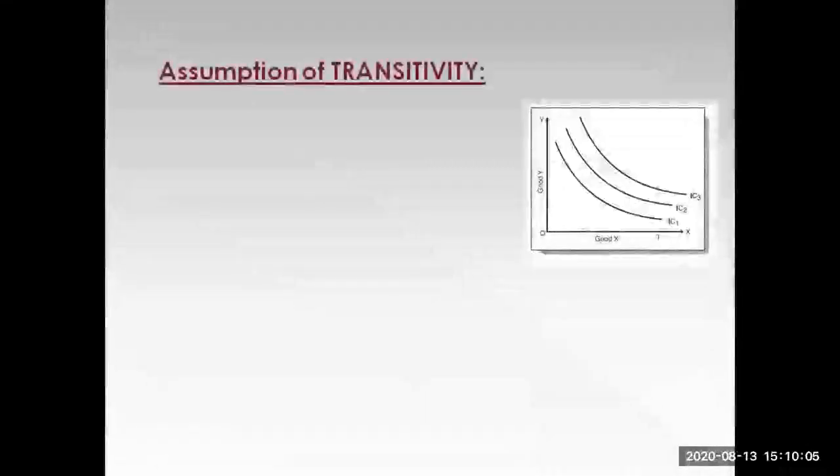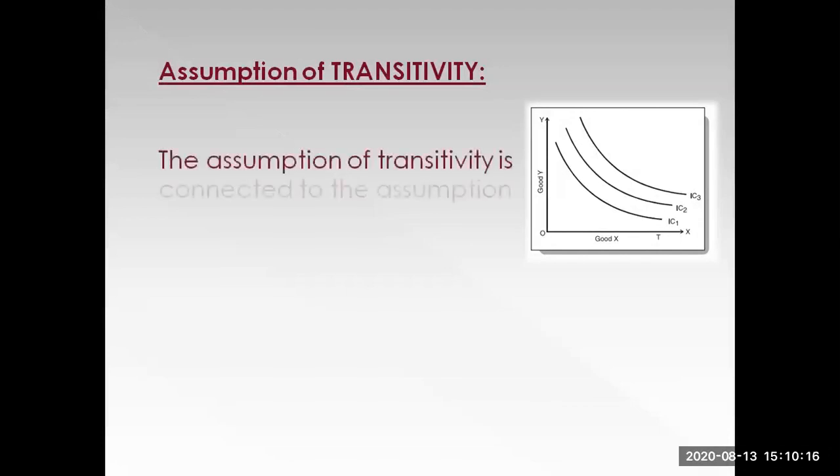So the next property that we'll be coming to is the assumption of transitivity. Now, when we are talking about the property of transitivity, we essentially mean that preference must be transitive. So that means, let's say we consider three preferences. So the assumption of transitivity is connected to the assumption of consistency. This assumption of transitivity follows from the assumption of consistency.